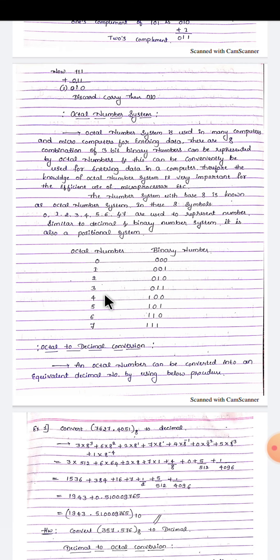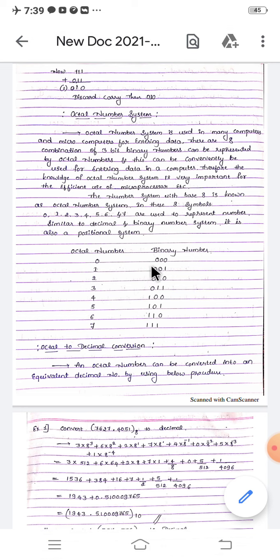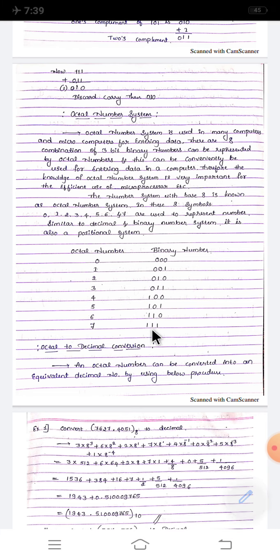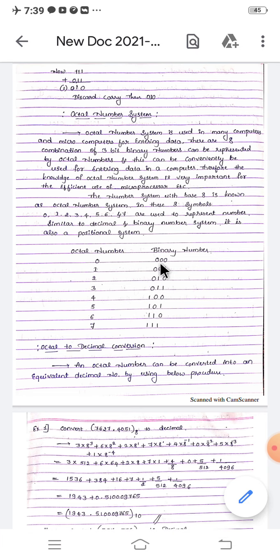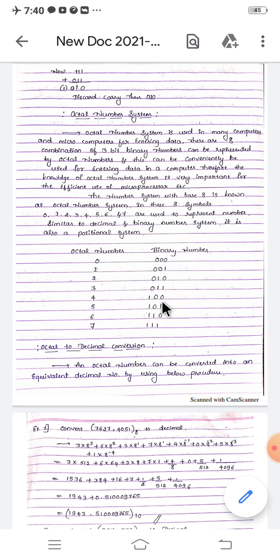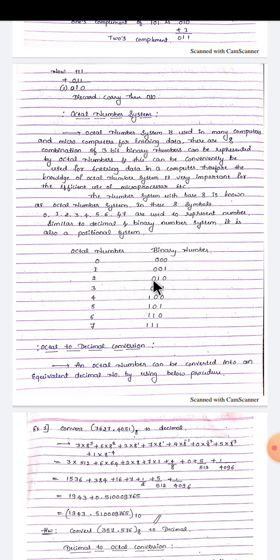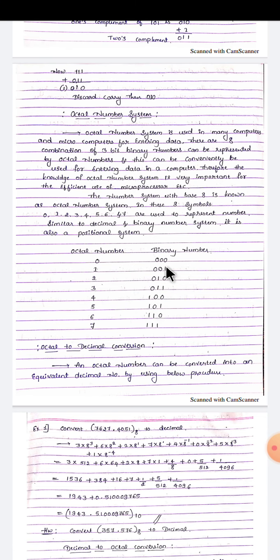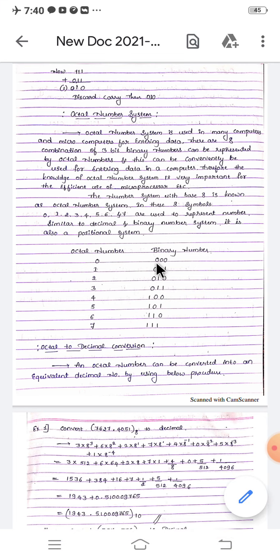0, 1, 2, 3, 4, 5, 6, 7. These are octal numbers. The binary number, how to write this one? First write four 0s, then four 1s: 0 0 0 0 1 1 1 1. It is easy to remember. Next 0 0 1 1 0 0 1 1. Next 0 1 0 1 0 1 0 1. Easy to remember, no? So these are 3-bit binary numbers.